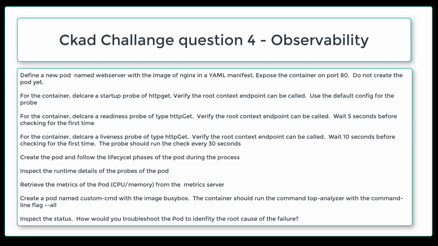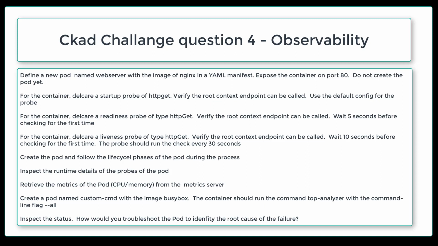Define a new pod with the image of Nginx and a YAML manifest. Expose the container on port 80. Do not create the pod yet. For the container, declare a startup probe of HTTP GET. Verify the root context endpoint can be called. Use the default config for the probe.